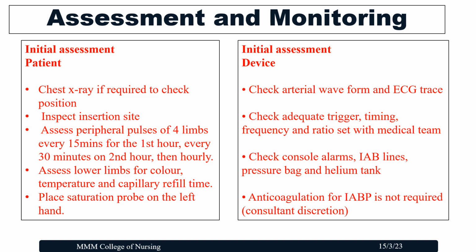An initial assessment for the device or the IABP machine includes: check arterial waveform and ECG trace, check adequate trigger, timing, frequency and ratio is set with the medical team. Check the console alarms, IABP lines, pressure bag and the helium tank, whether it is functioning properly. And then anticoagulation for IABP is not required. Also, it is based on the hospital policies and it varies with the consultants.